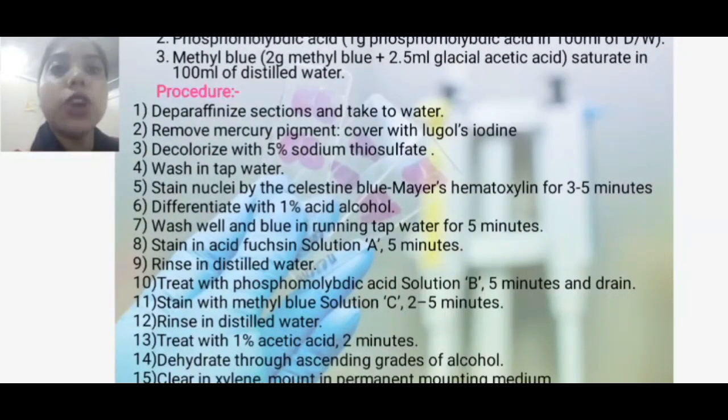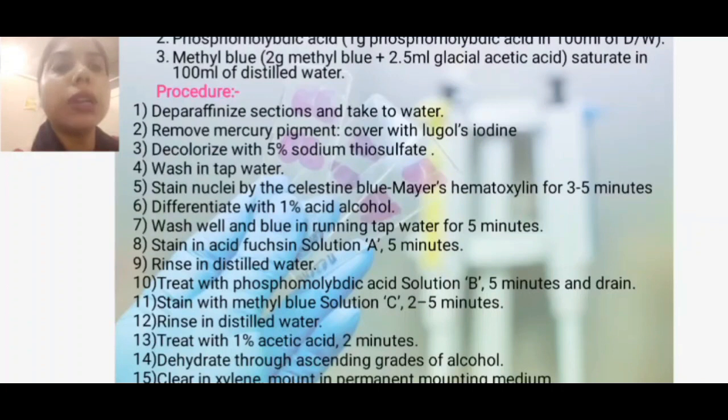Now, if we talk about the procedure of Masson trichrome stain, firstly, we have to deparaffinize sections and take to water. How can we deparaffinize the section? We have to put the slides into an incubator for 15 minutes so that the paraffin wax over the smear will melt down, and then we have to take the smear in xylene 1 for 15 minutes and in xylene 2 for 5 minutes. That's how you can do the deparaffinization of the section.